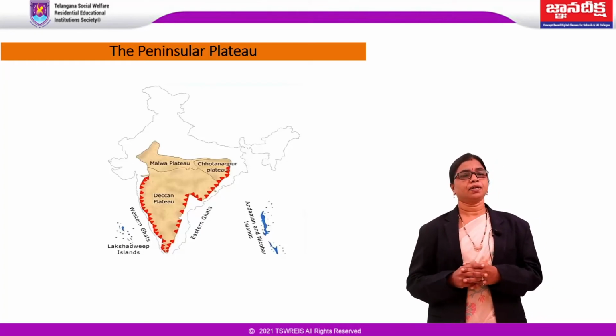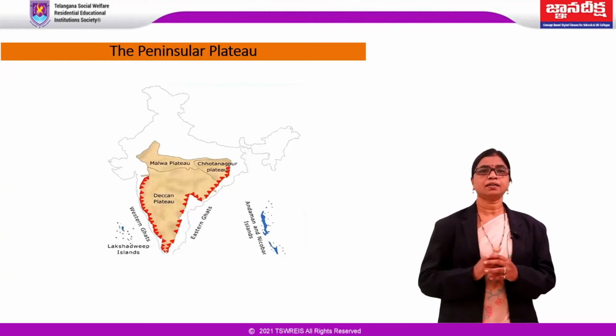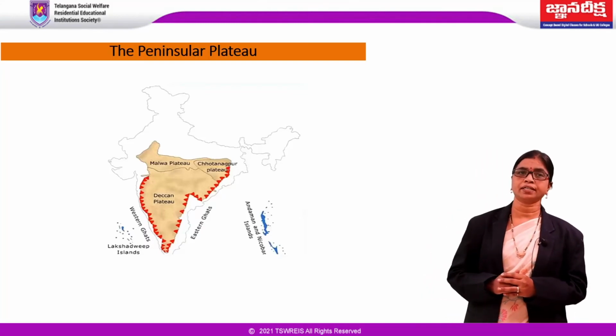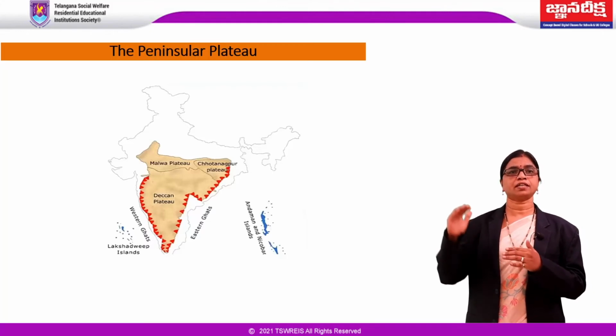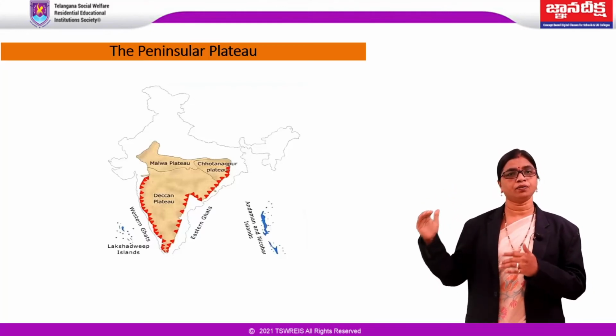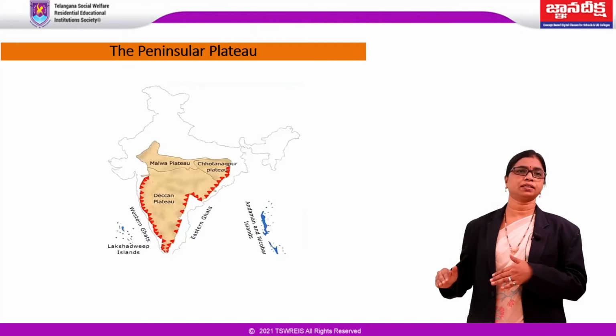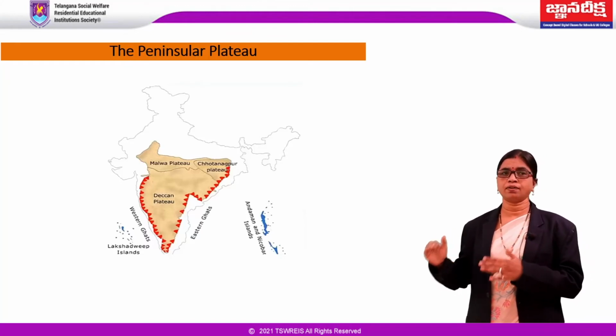Eastern Ghats. Eastern Ghats run in a northeast to southwest direction parallel to the east coast of the country. They extend from the Mahanadi Valley in Odisha to the Nilagiris in Tamil Nadu. These Ghats are not continuous.